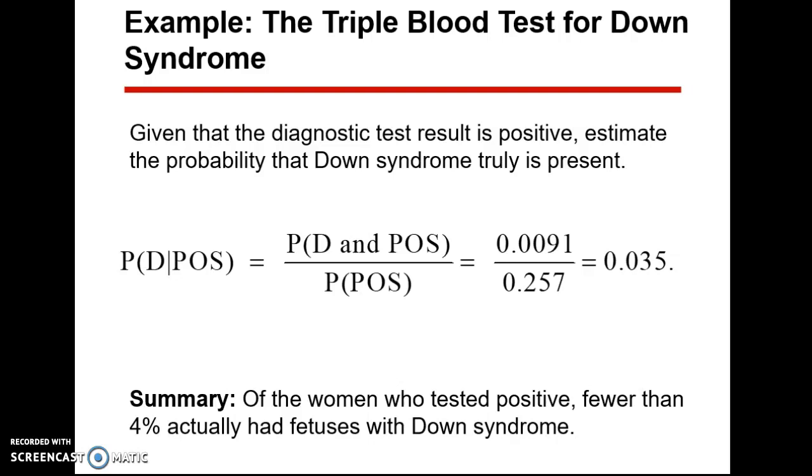That's the D bar, I guess you could call it. It's a Python symbol is what they're called, POS. Now if you wrote the formula, probability of A given B equals probability of A intersect B over the probability of B, you'd be set. All you'd have to do is plug in the numbers as we did before. When you actually do this calculation, it's about 3.5% of the women who tested positive who actually had children with Down syndrome.